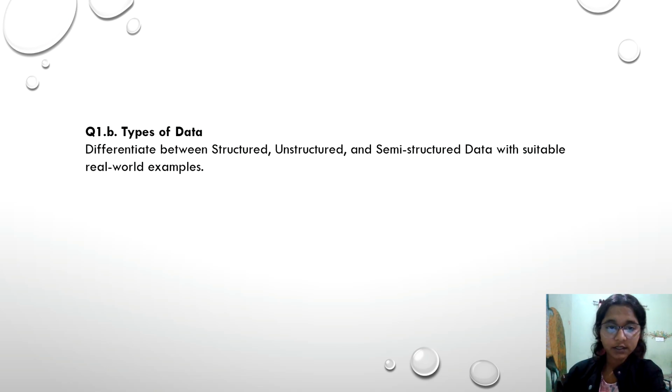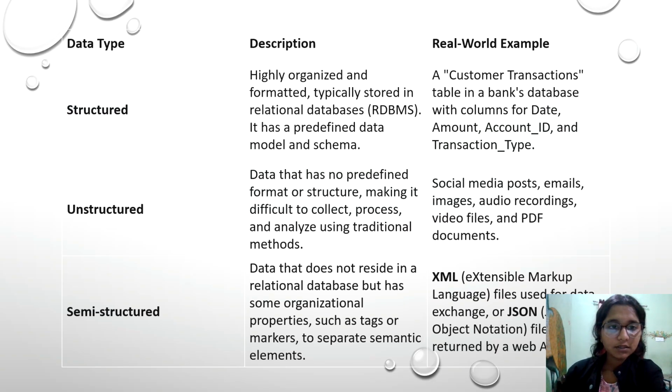Types of data. Differentiate between structured, unstructured, and semi-structured data with suitable real-world example. So here is structured, unstructured, and semi-structured data types. Description of structured data type. Highly organized and formatted, typically stored in relational databases, RDBMS. It has a predefined data model and schema.